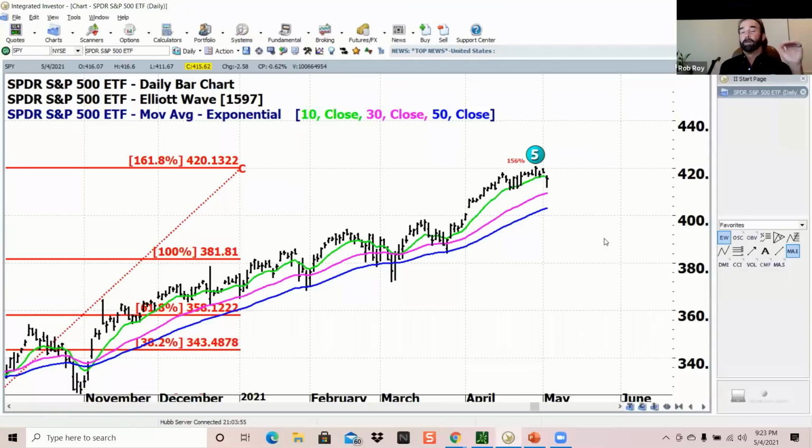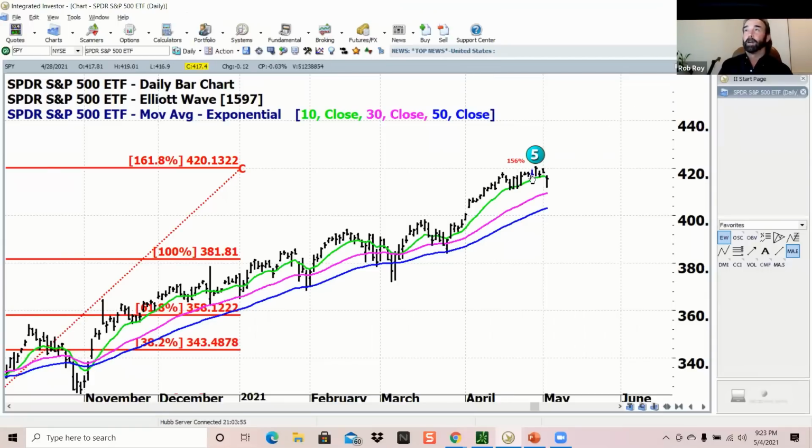Now the key is what happens after we close that gap, because if the futures hold, we'll close that gap on the open, and then what happens? Can we hold it? Can we trade back above the 10-day moving average? Or do we close the gap and then trade lower? Now that's going to be an interesting day, isn't it?